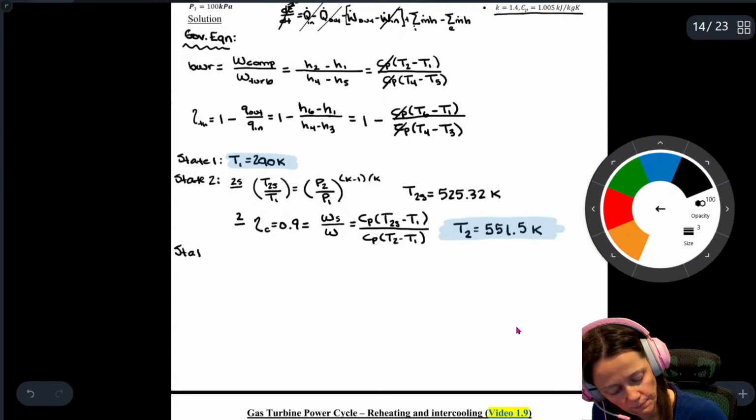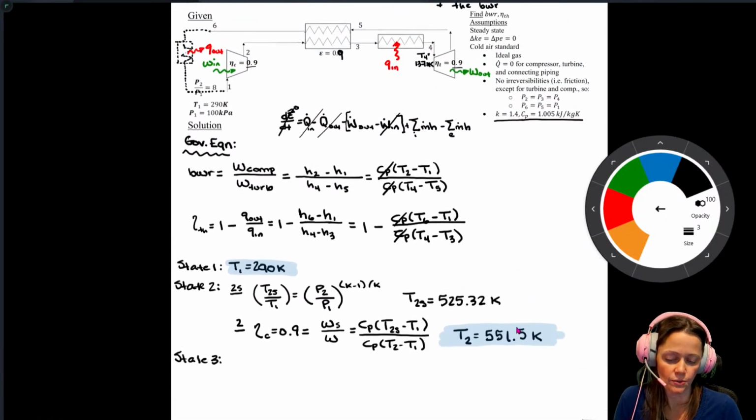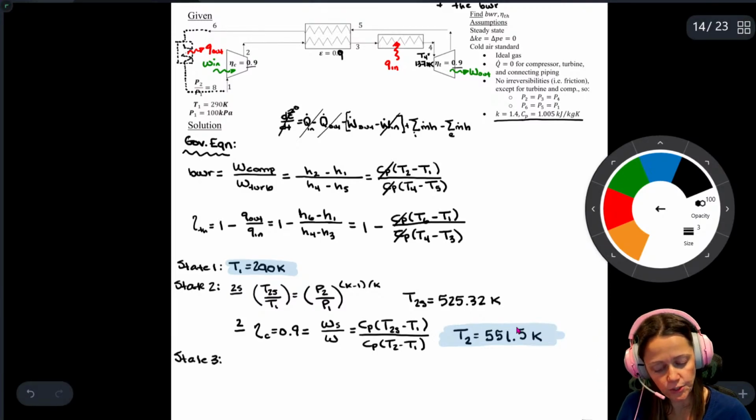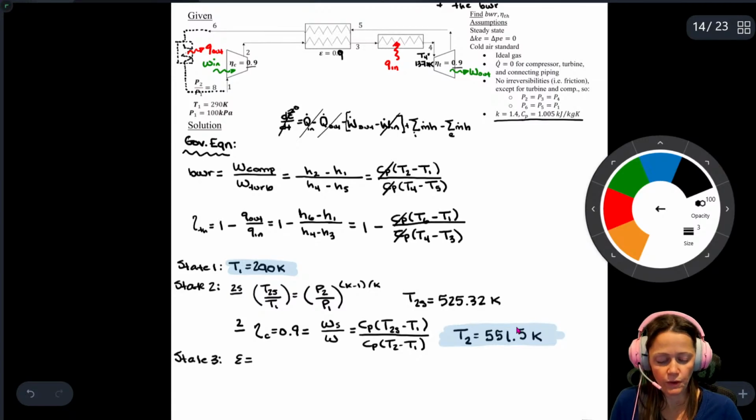State 3. Let's look at where we are. State 3 is after that regenerator, and at this point, I don't really know that I have enough information to get state 3. So I'm going to skip ahead, and sometimes that's what you've got to do. But I do have some information about the regenerator effectiveness. Maybe we use that.